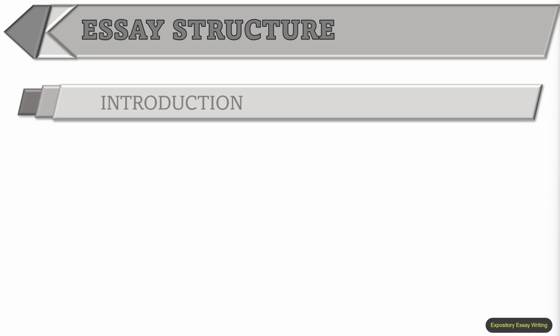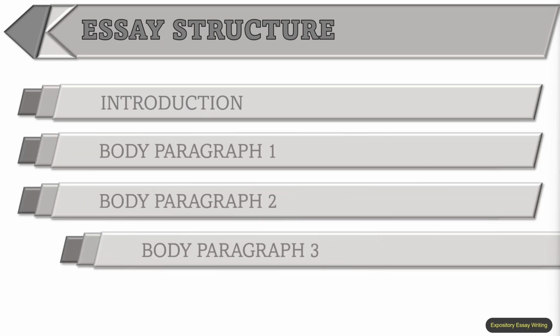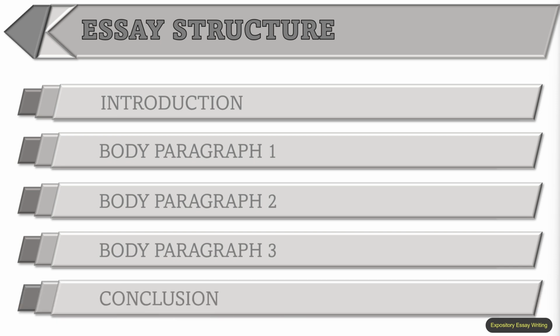The structure of an expository essay consists of an introduction, body paragraph 1, body paragraph 2, body paragraph 3, and the conclusion. It is important to note that each body paragraph must have a direct relationship or connection to the ideas presented in the introduction and, preferably, in the order in which they were presented. Therefore, each body paragraph must present and explain one idea at a time.